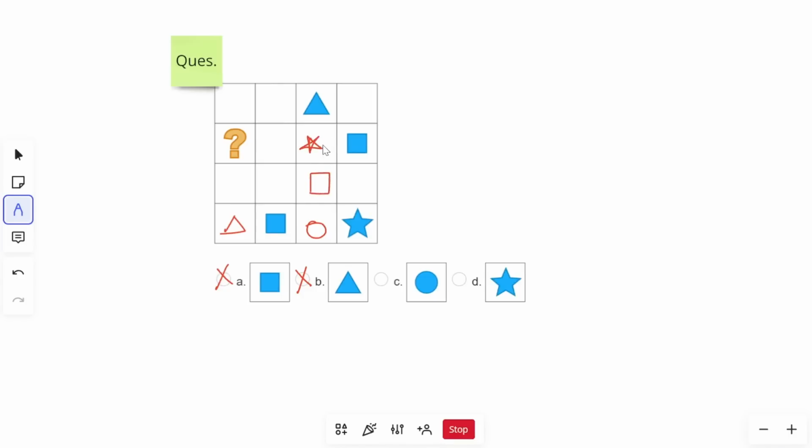So now since star is also coming in this same row, star also cannot come in the place of question mark, because one symbol can come only one time, right? So the only option that we are left with for question mark is our circle. So in this case, the question mark is going to be replaced with circle. Hope you have understood it. If you have any doubts, let me know in the comment section.